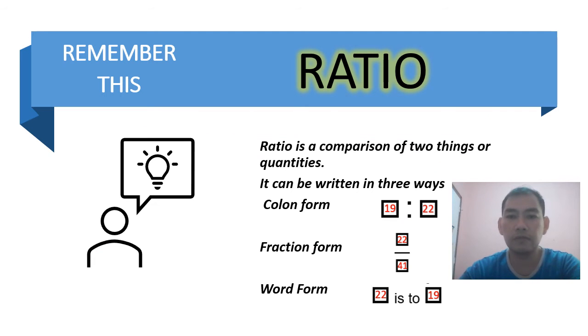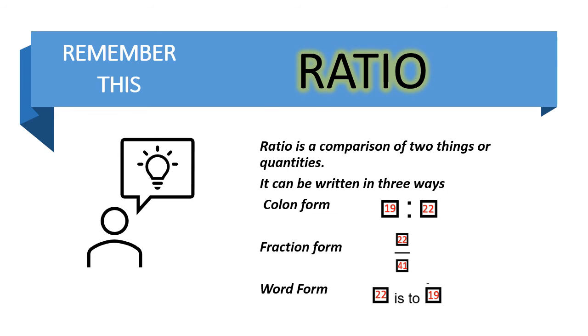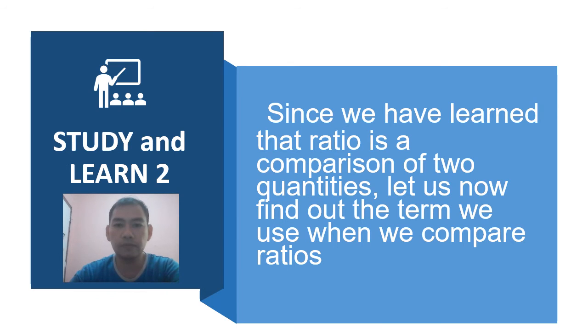Remember this, ratio is a comparison of two things or quantities. It can be written in 3 ways. We have the colon form, the fraction form, and the word form. Study and learn 2. Since we have learned that ratio is a comparison of two quantities, let us now find out the term we use when we compare ratios.